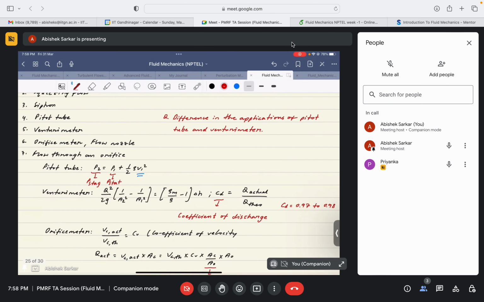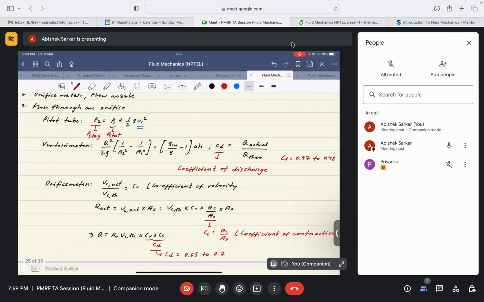Okay, sure, no problem. Okay, then again, orifice meter. I will just ask some concepts, whether you are clear or not. Then, if you're in doubt, we can discuss. So, do you know why we are using the concept of this coefficient of velocity in the case of an orifice meter?